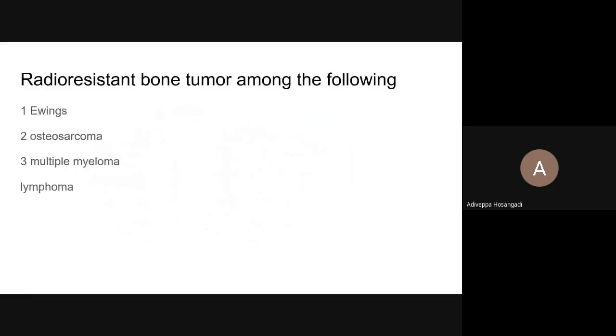Some MCQs to avoid the monotony. Which of the following is a radioresistant bone tumor? Anybody?